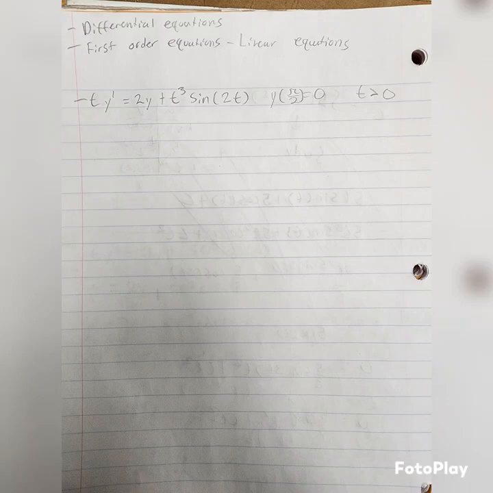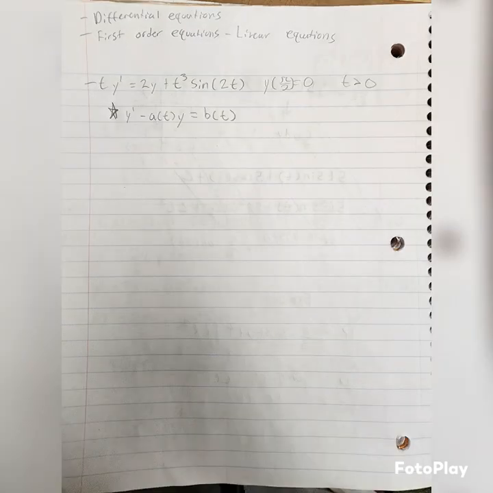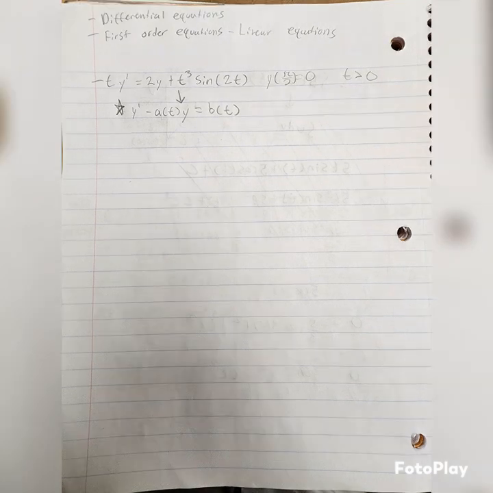Hello, today we will be talking about first order differential equations, and we're going to be looking at this problem that I have written down right now, and we're going to solve it together. So, to do this problem, we must know this equation, y prime minus a of t times y is equal to b of t, and for this problem, we're going to be turning it into that formula.